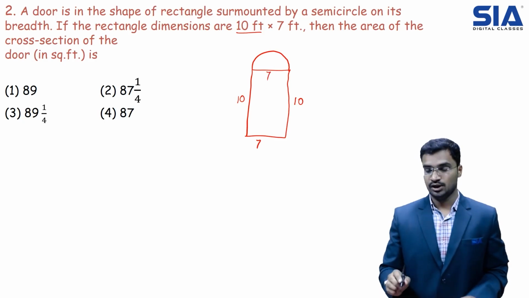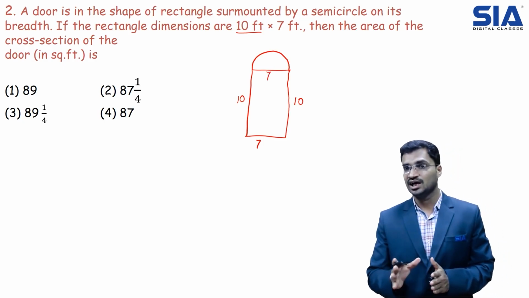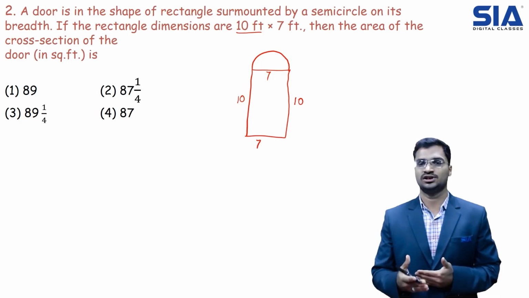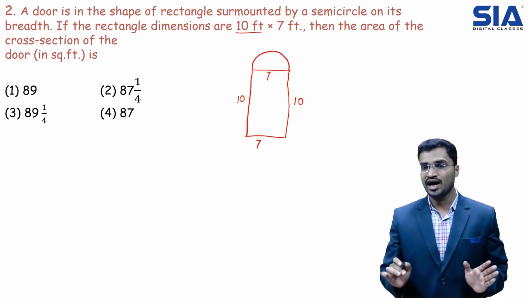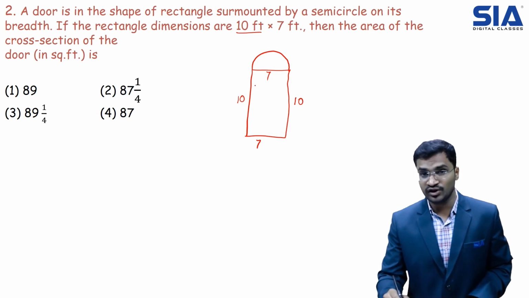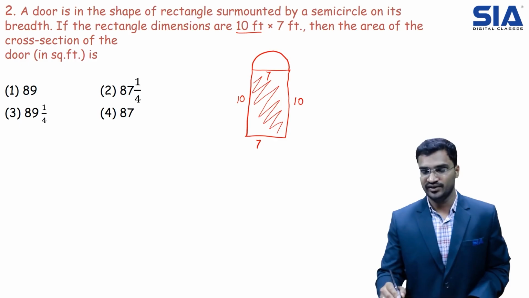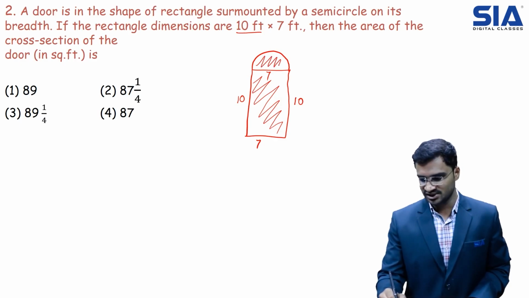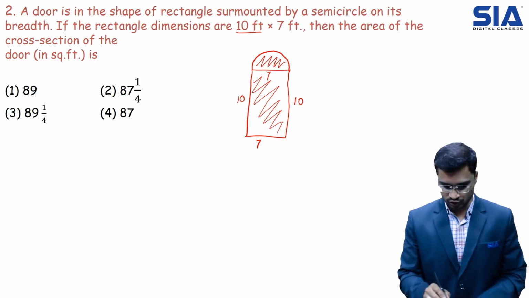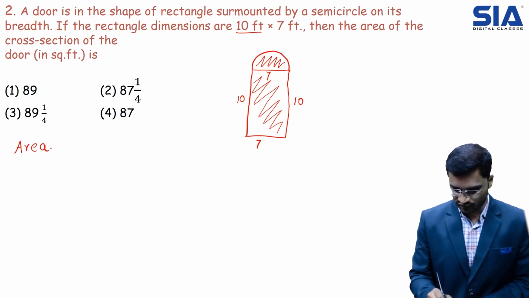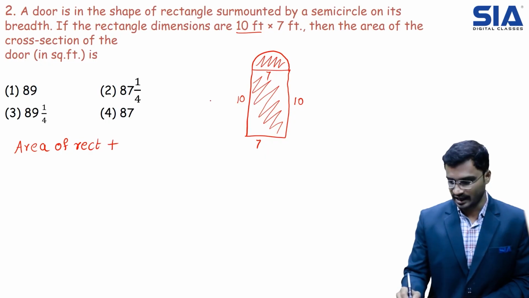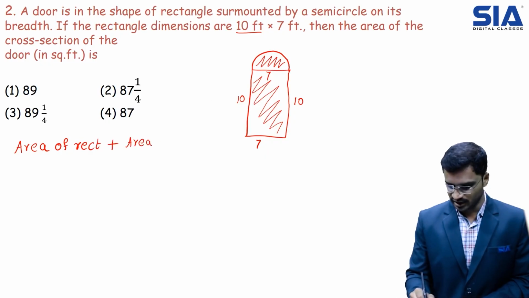It is 7. Now what is he asking? He is asking what is the area of this cross section, or the area of this door. We have to find the area of this door. What we have to do is first find the area of this rectangle, then find the area of this semicircle, and add both of these. So I have to find the area of a rectangle, then the area of the semicircle, then add both of these.